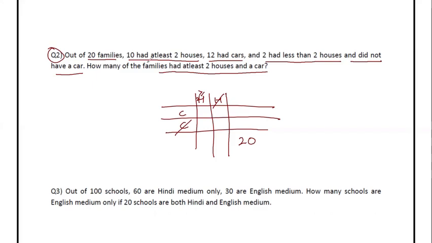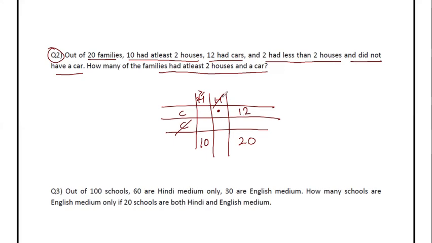Out of 20 families, 10 had at least two houses. So remember, 10 had at least two houses, so 10 comes here. All right. 12 had cars, so 12 comes here. Now, had they mentioned 12 had cars only, then it would come here, in this square out here. Cars only. But they're not using the word only, so 12 had cars, so it'll be out here in the row of the C. And two had less than two houses and did not have a car.